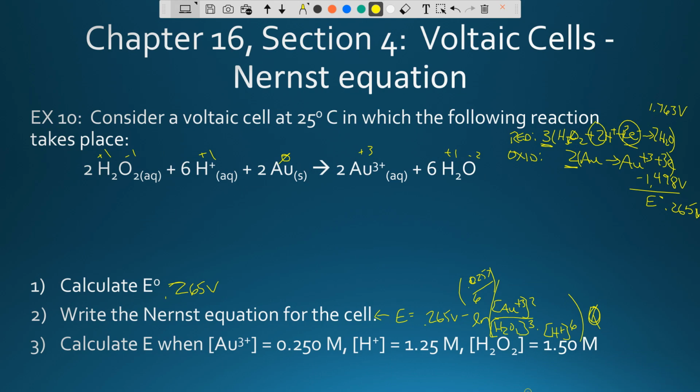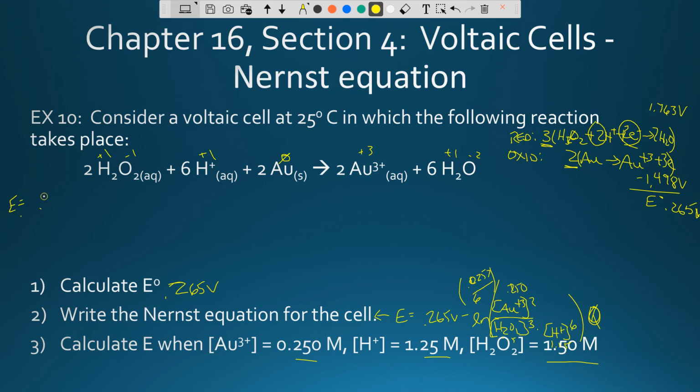Now the third part is saying, okay, when we have these conditions, I have 3 strengths that I include in there. So if I know my equation, I see that my gold strength was 0.250 molar. I see that my hydrogen was 1.25 molar, and that my peroxide was 1.5 molar. Okay, so now let me clean it all up. And so we wrote the equation in there, and I forgot to include that because I just was overlooking things.